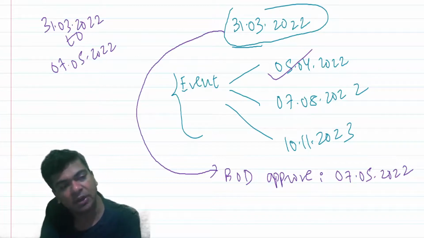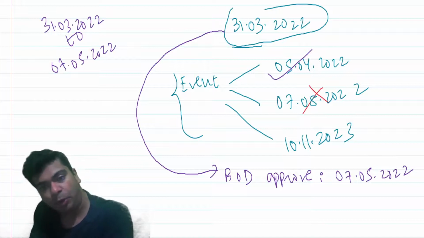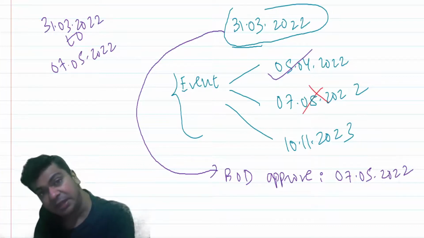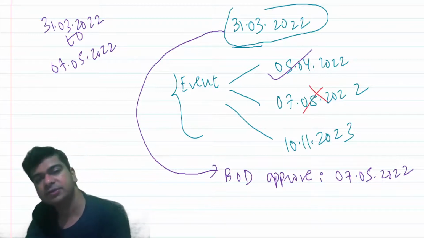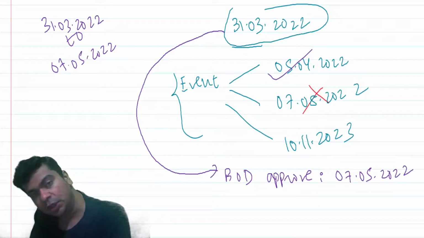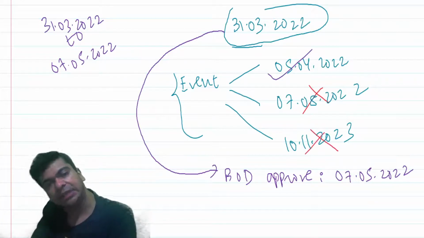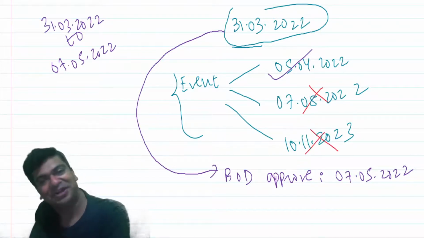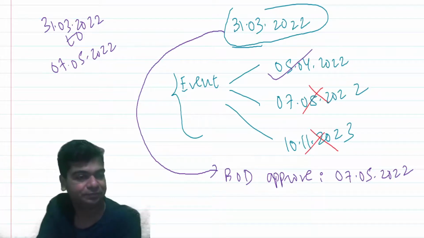And this 7th August event that is happening, that is not an event occurring after the reporting date, because this event is occurring after the approval of the board of directors. Once the board of directors have approved the financial statements, then this Ind AS is no longer applicable. This 10th November 2023 is definitely not an event occurring after the reporting period.